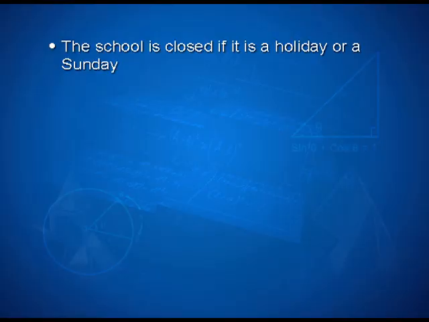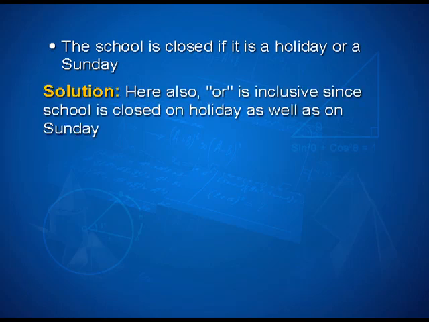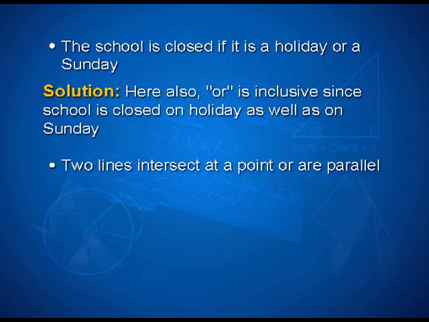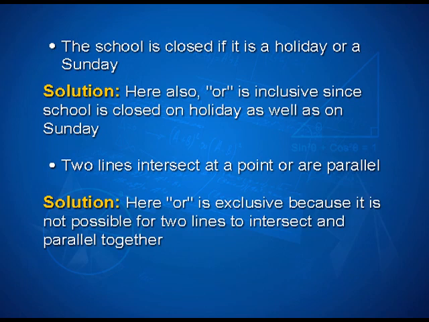Second, the school is closed if it is a holiday or a Sunday. Here also or is inclusive, since school is closed on holiday as well as on Sunday. Next, two lines intersect at a point or are parallel. Here or is exclusive, because it is not possible for two lines to intersect and be parallel together.